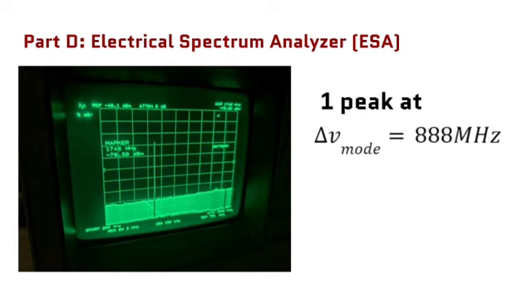Since the helium neon laser was the same as used in Part B, we can compare to our previously estimated value of the ν mode, which was 500 MHz. These values are significantly different, and there are two possibilities. Either the ESA is inaccurate, or our Fabry-Perot reading is inaccurate, as well as our estimation of the lasing cavity length.